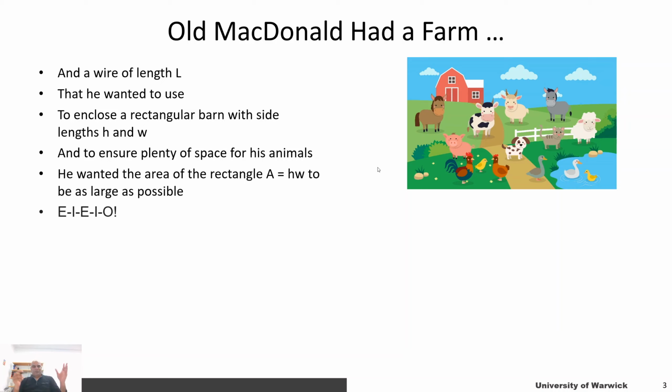E-I-E-I-O. Sorry for the horrible poem, but this presents a very interesting case of what is called a constrained optimization problem that we can solve. Okay, so we're going to see what steps we need to take to help Old MacDonald here.